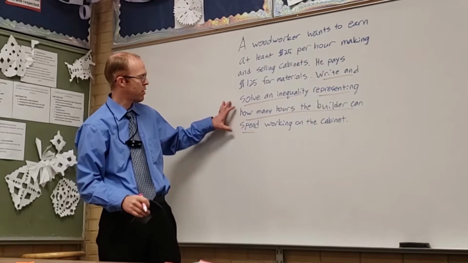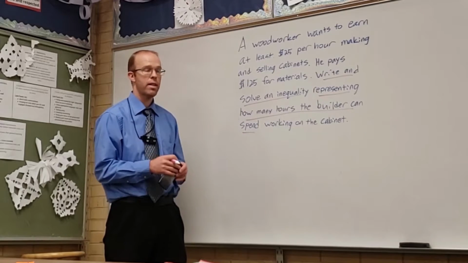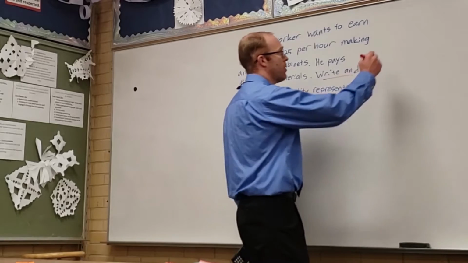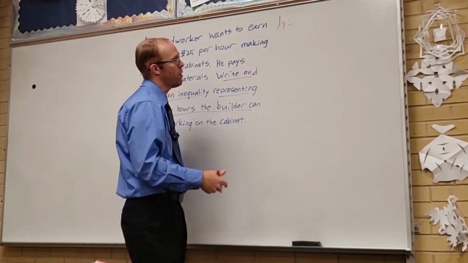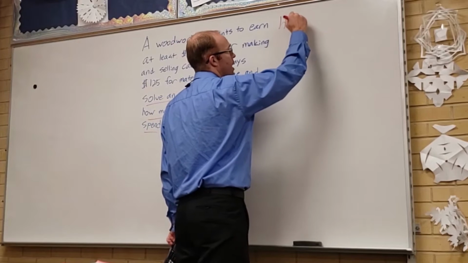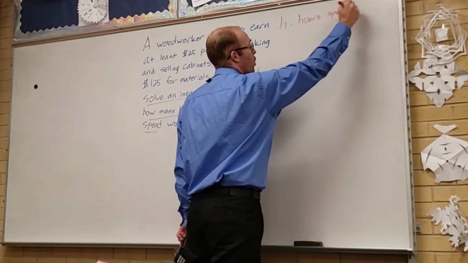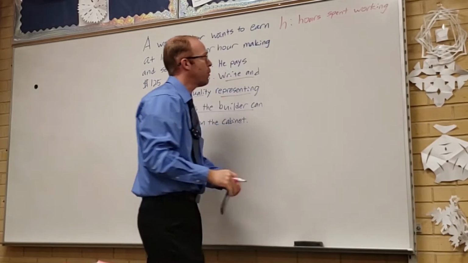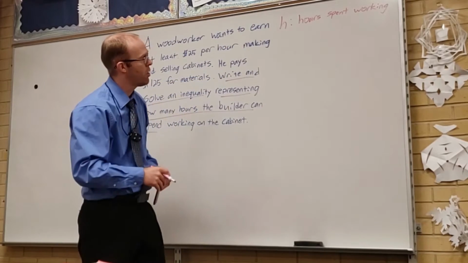Okay, so the information that we don't know that we're trying to find is the number of hours that this cabinet worker worked. When I figure that out, I'm going to write down a variable so I don't forget that information. So H for hours is going to represent the hours spent working. All right, now I will be able to tell when I'm finished because I'll have some values for H.